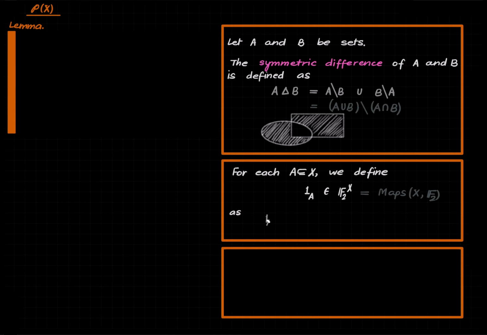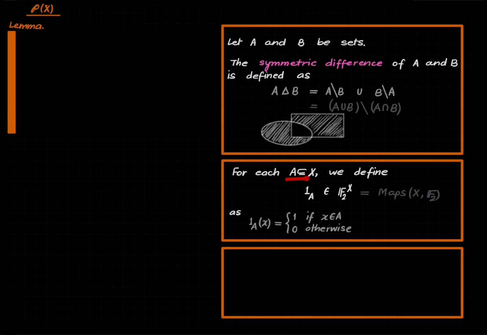1_A of x is 1 if x is in A and 0 otherwise. Okay? It's a very simple definition. We are just capturing the set A in a different way.